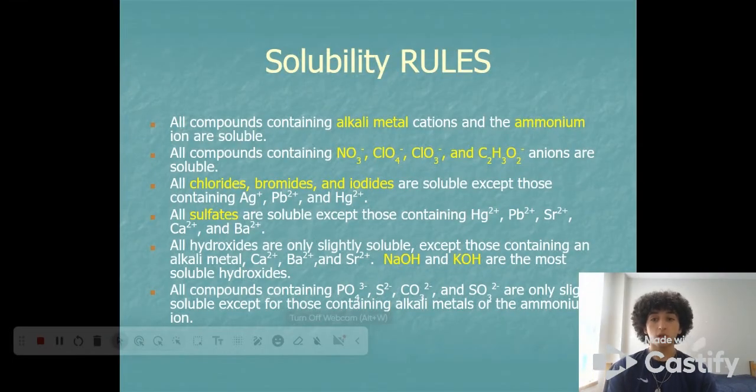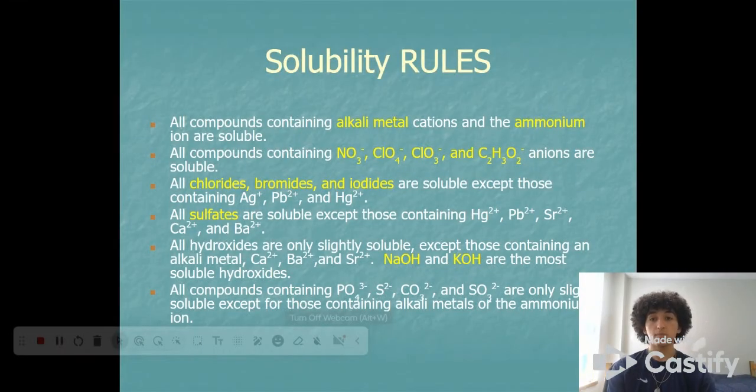Now rule 6. All compounds containing phosphate, PO4 3-, sulfide, S2-, carbonate, CO3 2-, and sulfite, SO3 2-, are slightly soluble or insoluble, except those with alkali metals or ammonium.